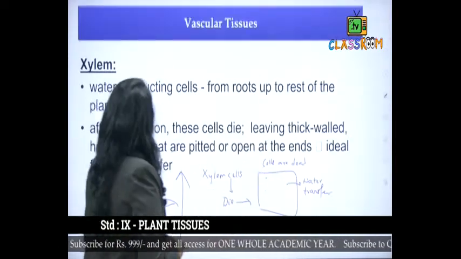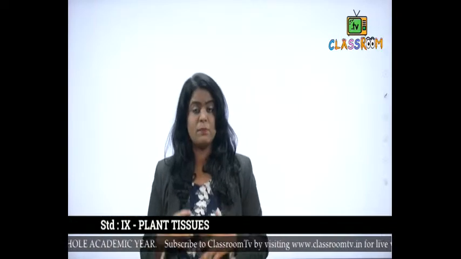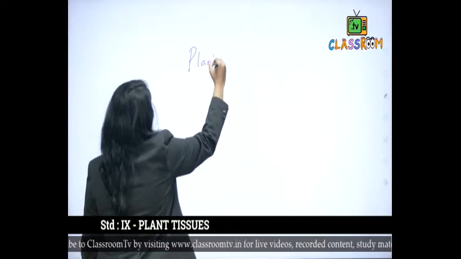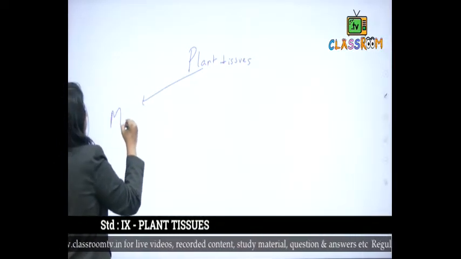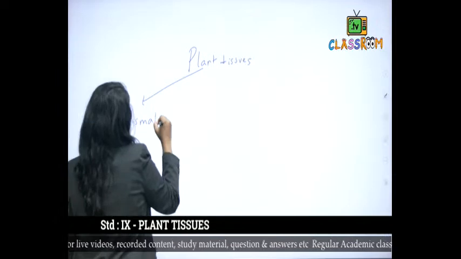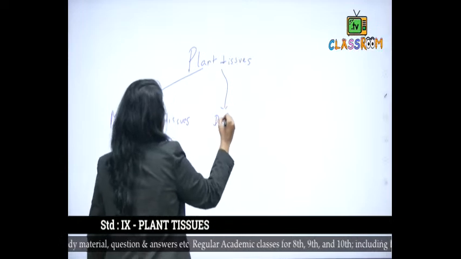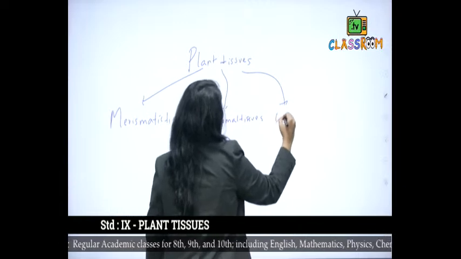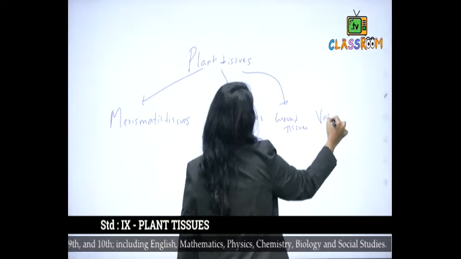Okay, so let us talk about an overview, like a flow chart, of what you really understood about plant tissues. Plant tissues are mainly classified into meristematic tissues, dermal tissues, ground tissues, and vascular tissue.